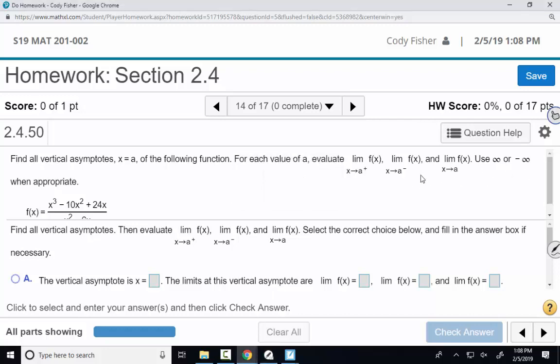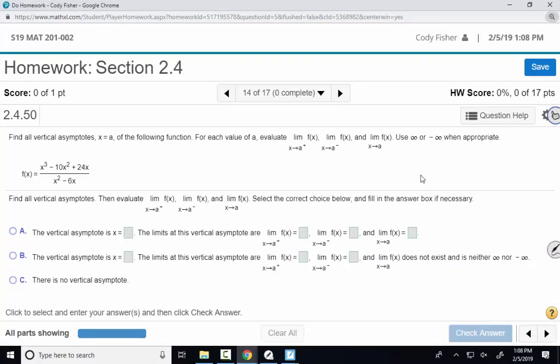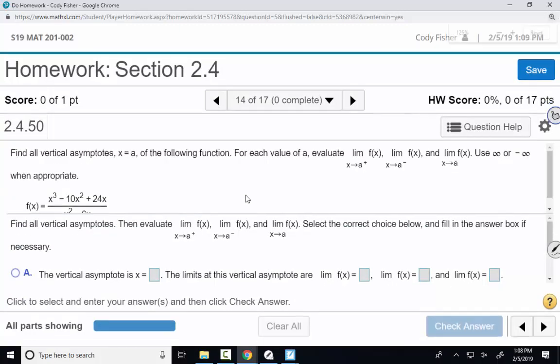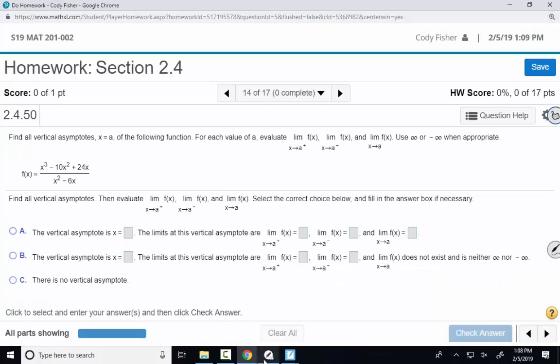So 14 looks like a conceptual one. I'm not sure if this has multiple parts, so we'll just take it one thing at a time. It's not one part. It's one part? Oh, yeah. Cool.